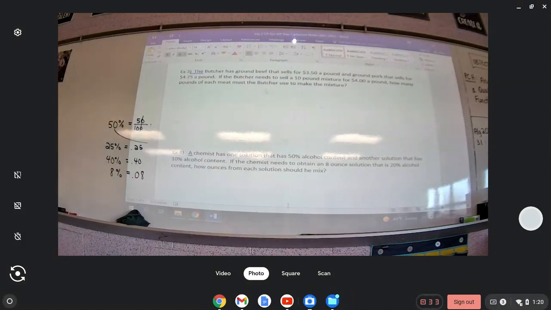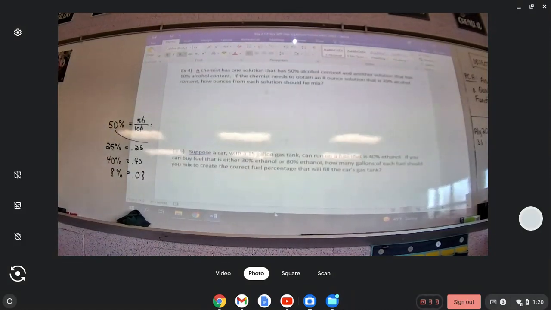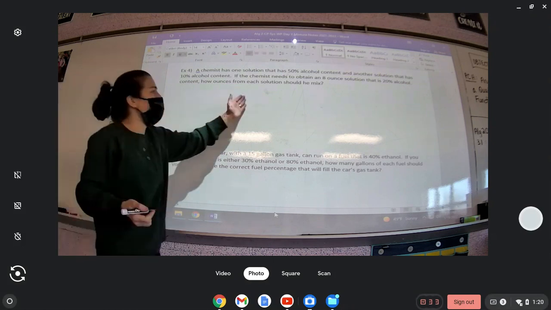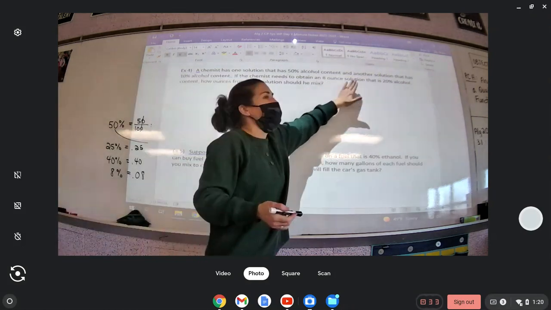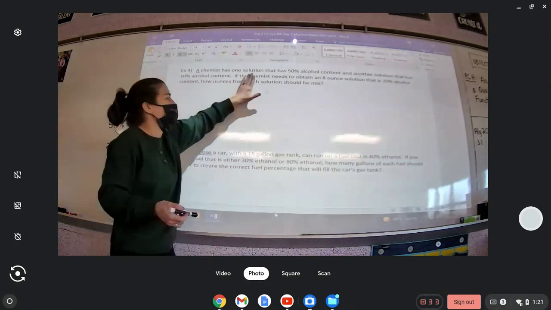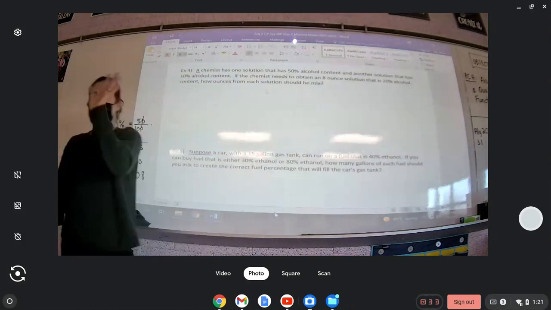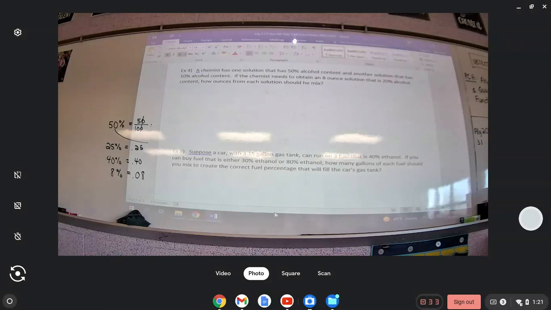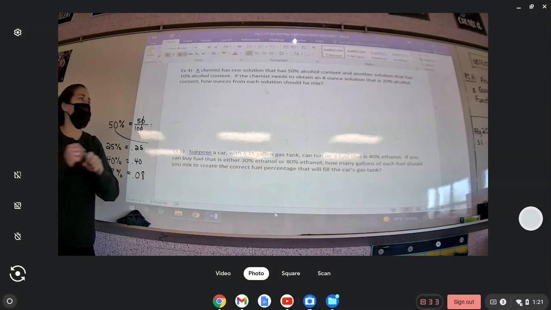All right. It's going to sound 10 times harder, but guys, it's really not. This one says a chemist has one solution that has 50% alcohol content, and he has another solution that has 10% alcohol content. If the chemist needs to obtain an 8-ounce solution that is 20% alcohol content, how many ounces from each solution should he mix? Okay, I know it's a lot. What have you just been asked to find? How many ounces from each solution?